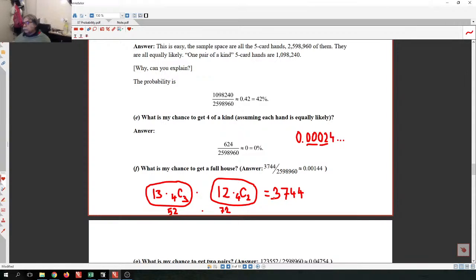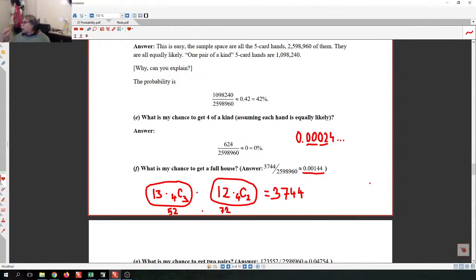Okay? So the probability of getting a full house in random dealing of 5 cards is 3,744 divided by 2,598,960. It's approximately 14% of 1%. It's less than 1% chance. This is approximately 1 out of 600.